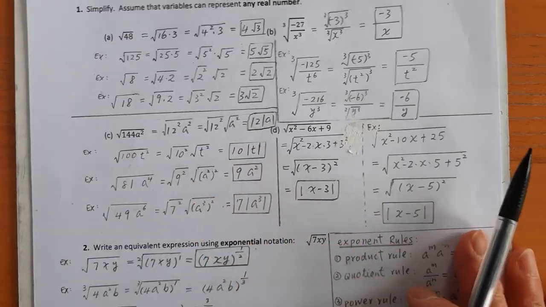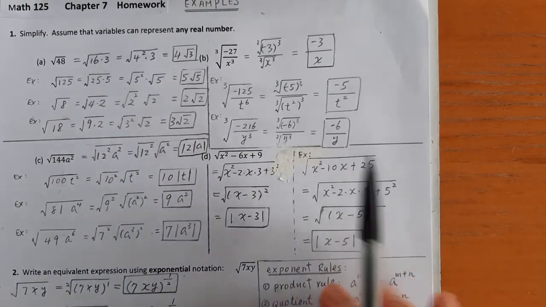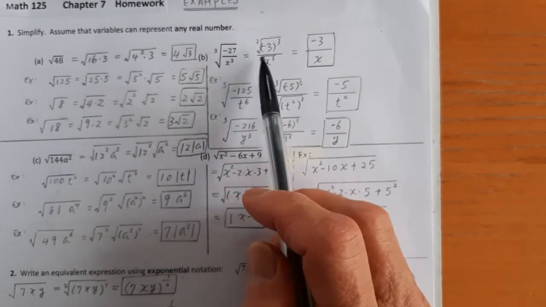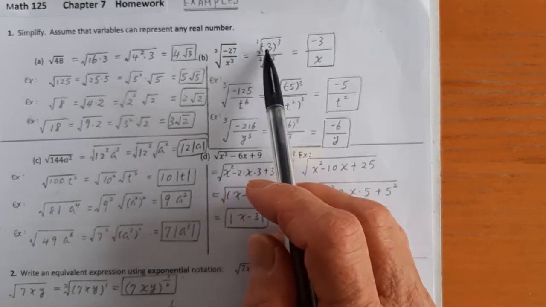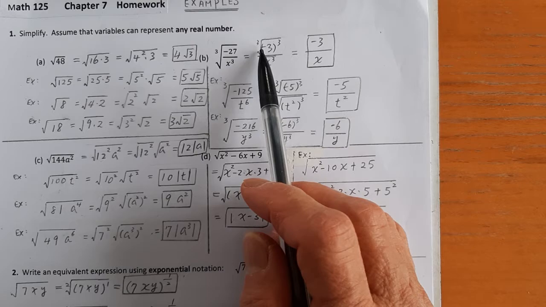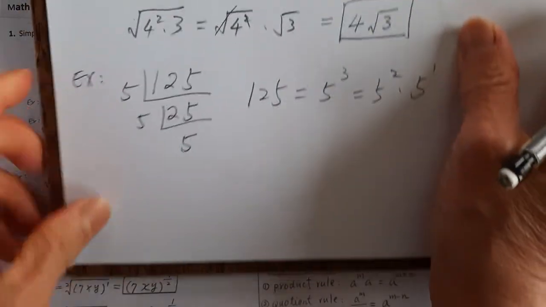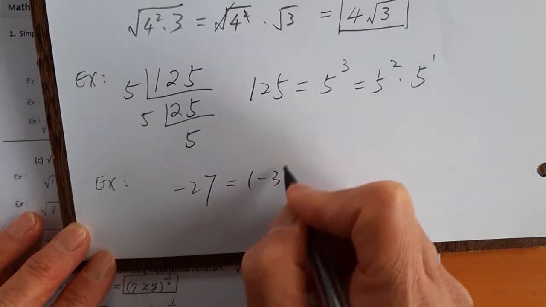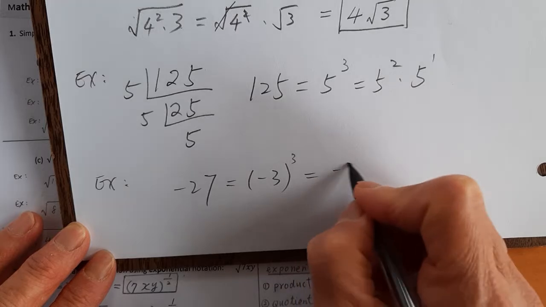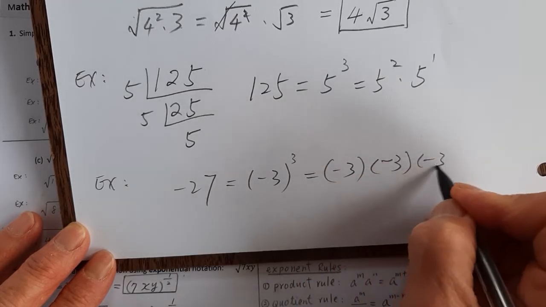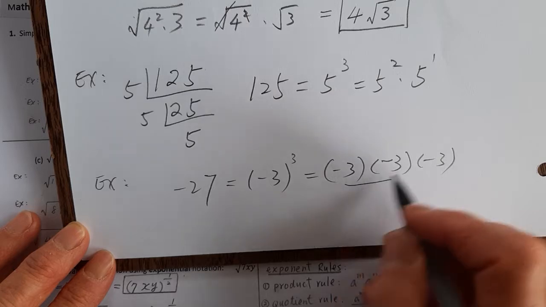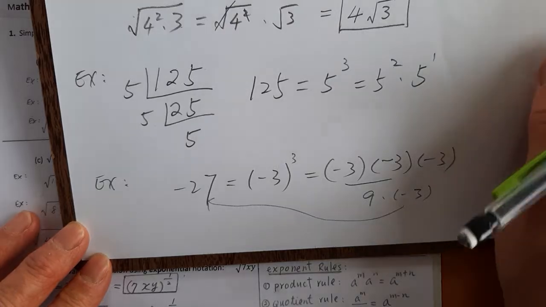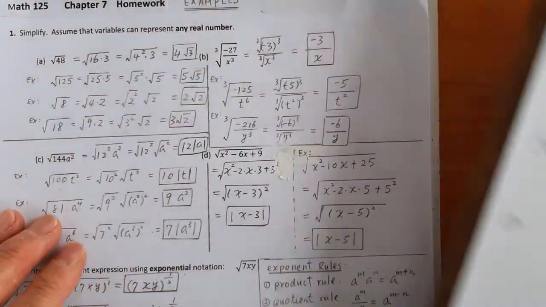So that's A. And B, cubic root of negative 27 over x cubed. Now negative 27, you can put negative 3 cubed. Negative 27 is negative 3 cubed, because negative 3 times negative 3 times negative 3: negative 3 times negative 3 is 9, 9 times negative 3 equals negative 27. So it's negative 3 cubed.